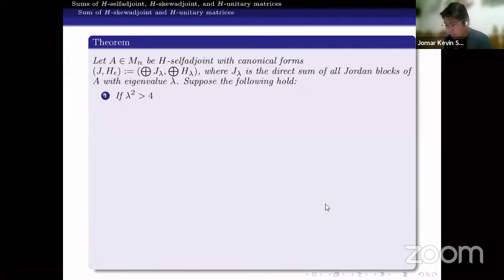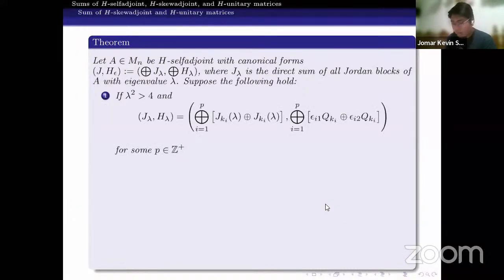Okay, so number 1, if lambda squared is greater than 4, at kung yung itsura ni J sub lambda at ni H sub lambda ay ito, ibig sabihin si J sub lambda, direct sum siya ng mga pairs of Jordan blocks na magkakasize. Tapos ganun din si H sub lambda, no? Pares-pares siya for some epsilon i1, epsilon i2, for some positive integer p. Kapag ganyan daw yung itsura, tapos si lambda squared is greater than 4, then epsilon i1 times epsilon i2 should be equal to negative 1 for all i. So that's the first condition.